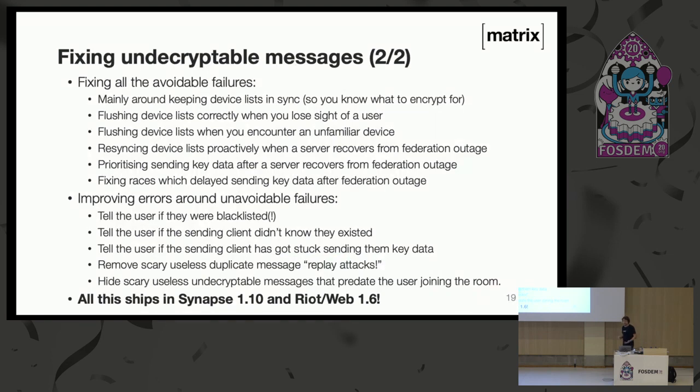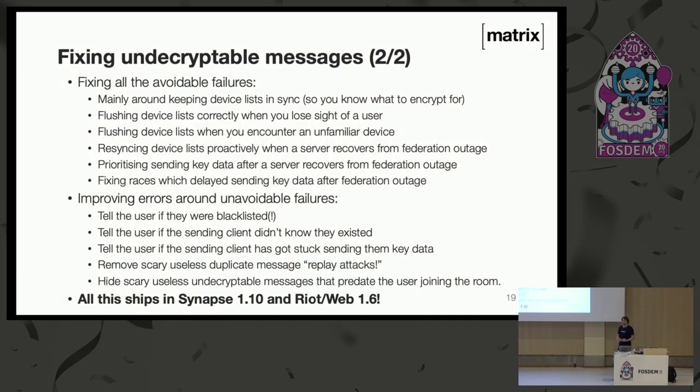Also, after a federation outage, there was a class of failures where device links would not recover properly. I think our record so far has been 3 years of a server that came back and couldn't encrypt messages for me or Amandine, and it turned out that it had got out of sync 3 years ago and never recovered. All of these are now hopefully fixed, and they are in the release candidate for 1.10 that we went and cut on Friday and should ship in 1.10 final probably early next week.